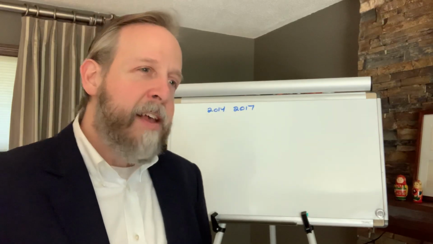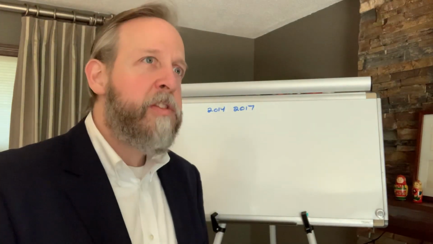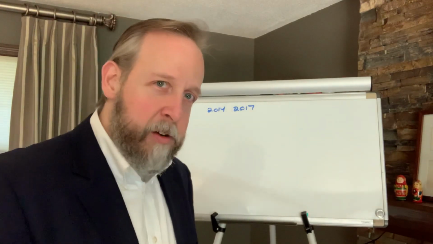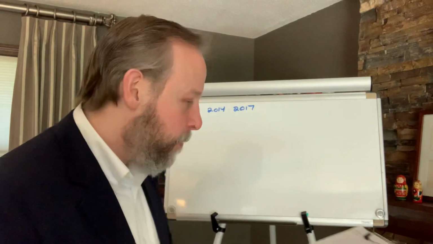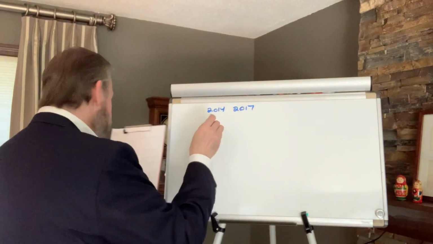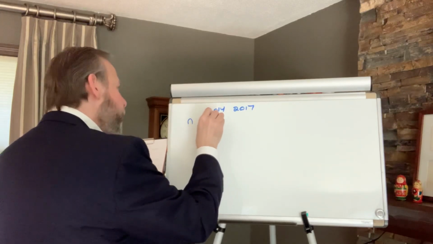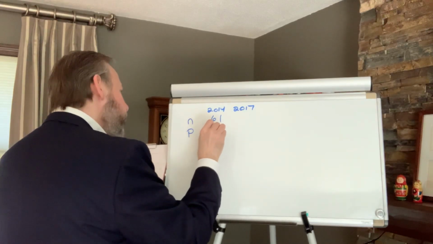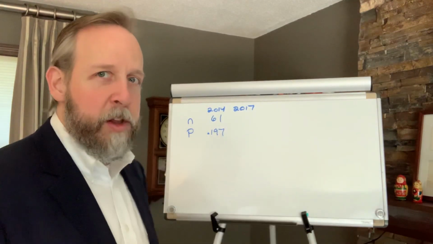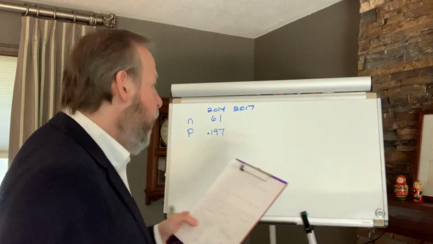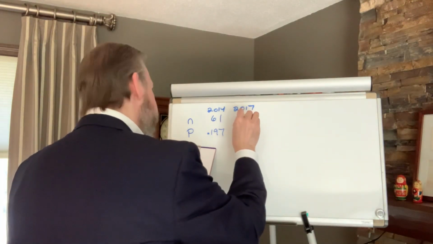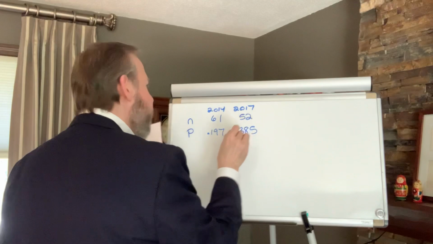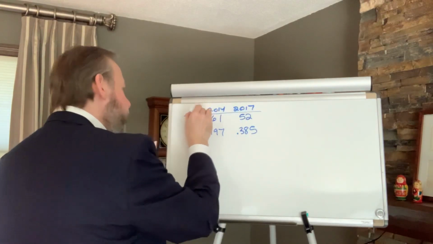The question is, has the kochia plant gained resistance to the fungicide glyphosate? Well, if it has, we would have seen a higher resistance rate as time wears on. They tell you that in 2014, we have 61 plants, that's our N, and 0.197, or 19.7%, were resistant to glyphosate. And in 2017, out of 52 plants, we had 0.385, 38.5% were resistant to glyphosate.